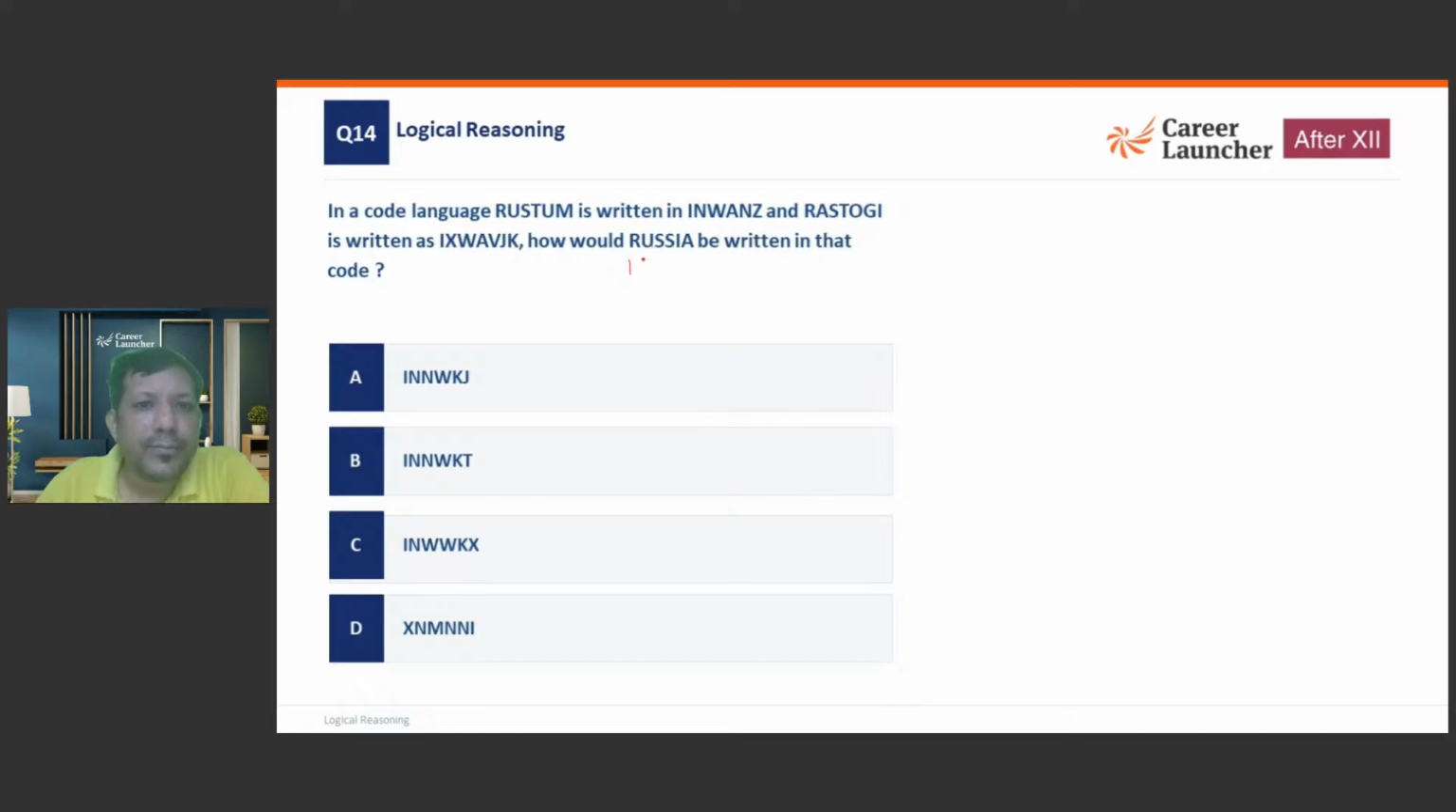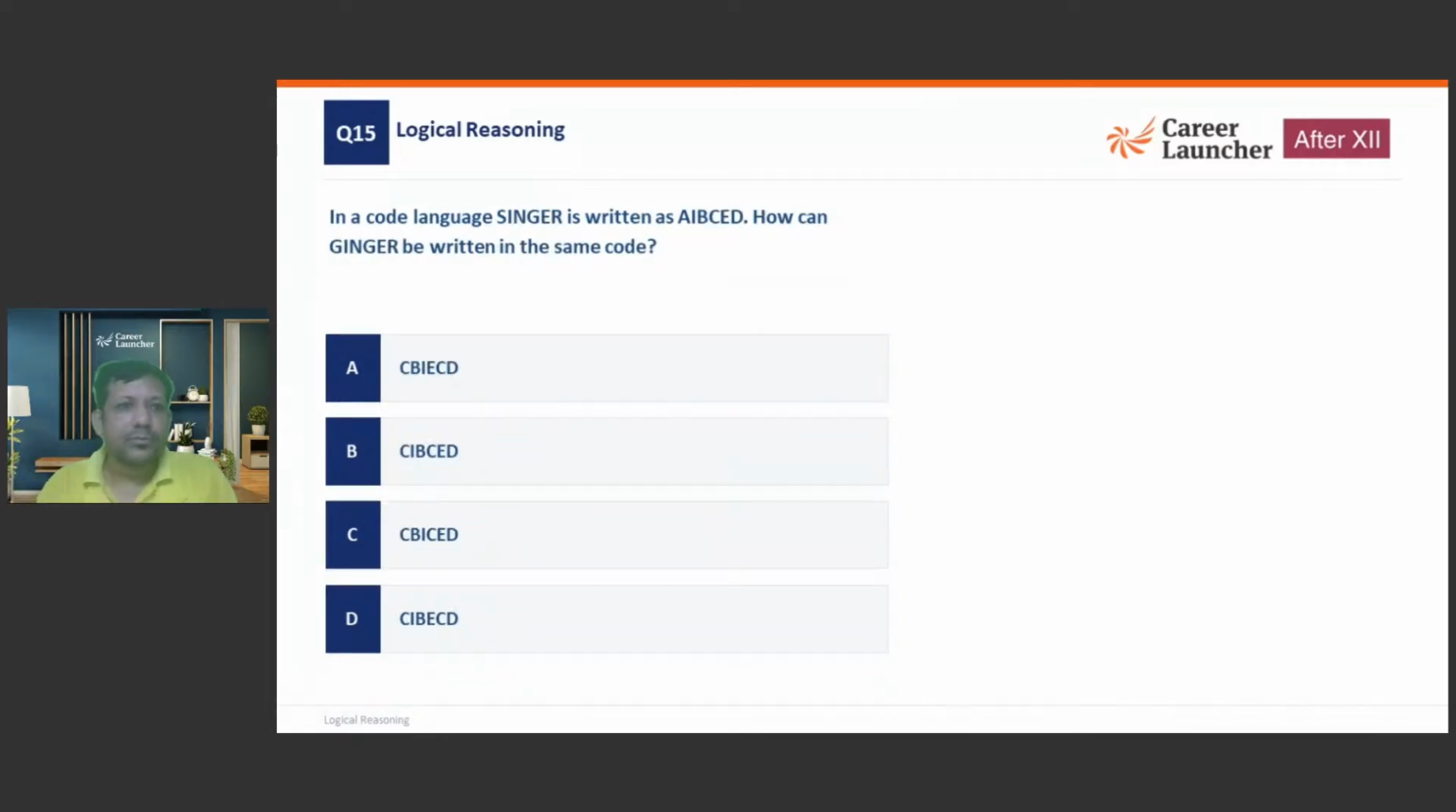U is what? N. S is what? W, W. So I need to find I, N and W. This is not the option. This is not the option. This is not the option. Got the answer. That is option C. So fairly easy. And this one.